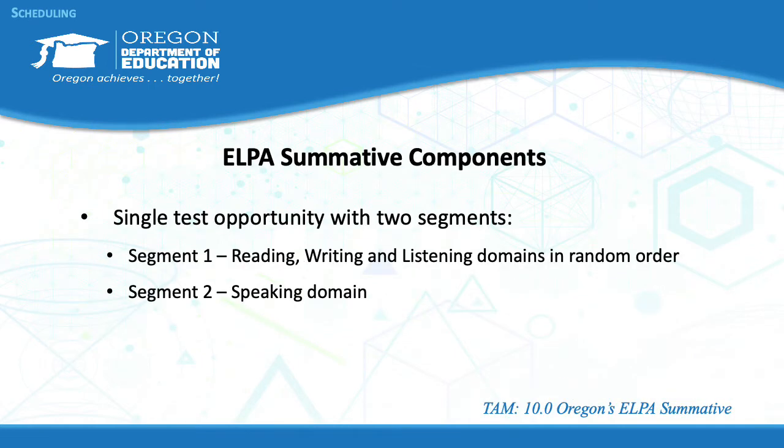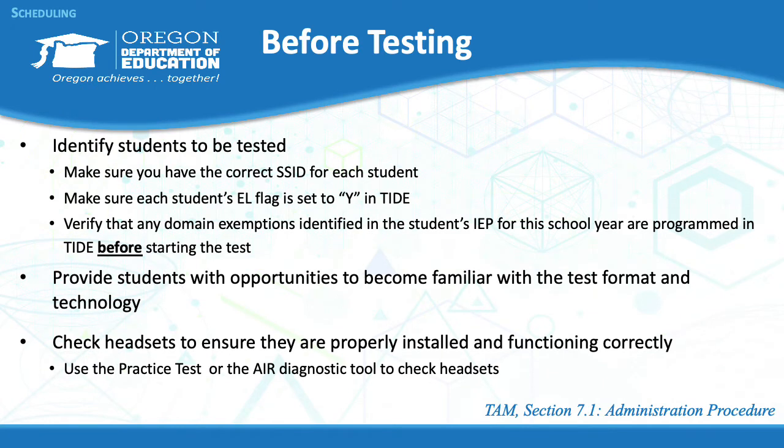ELPA Summative is administered in 2 segments. The first segment assesses 3 domains: reading, writing, and listening. The second segment assesses the speaking domain. Prior to testing, please review the settings for the students to ensure that students who were exited from the EL program during the last school year have an EL code of N, because they should not participate in the ELPA Summative during this school year, and all in-program ELs have the flag set to Y. The ELPA Summative will not appear in a student's list of tests if the EL code is set to N.